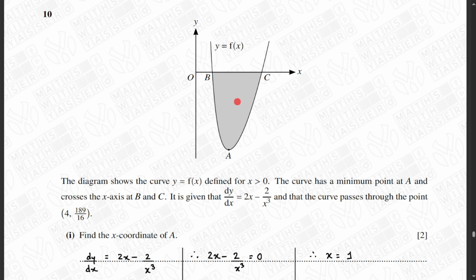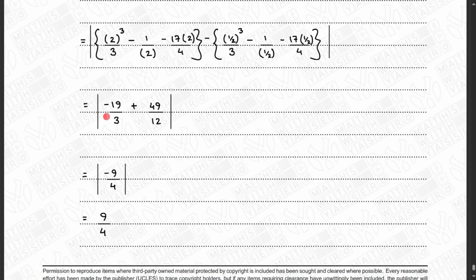And also we can clearly see that the shaded region lies below the x-axis. That means we will be getting a negative area. And since we know that area cannot be negative, we have to use the modulus sign so that we get the positive area. So minus 19 over 3 plus 49 over 12 gives us negative 9 over 4. So with the help of the modulus, we get the area, which is positive 9 over 4.